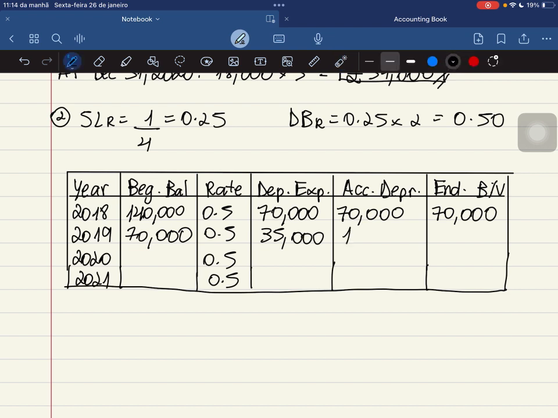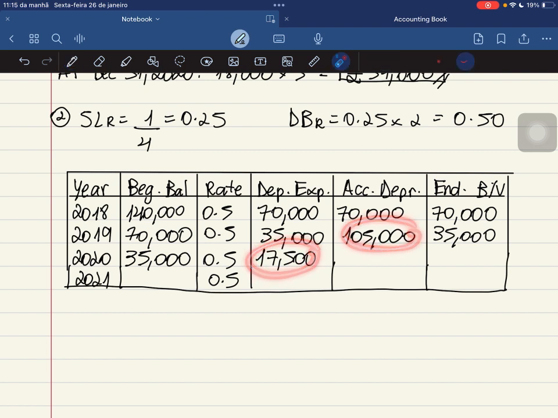That gives us 105,000. And once again, the ending book value is the beginning minus the depreciation expense of that particular year. That gives us 35,000. And the beginning balance is the same. This plus this. $122,500, and then this minus this.